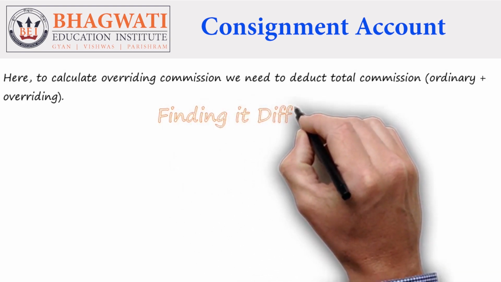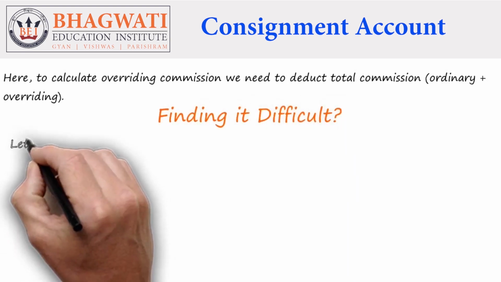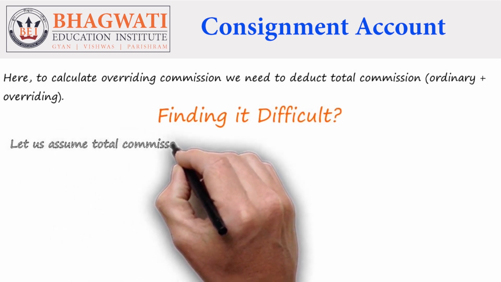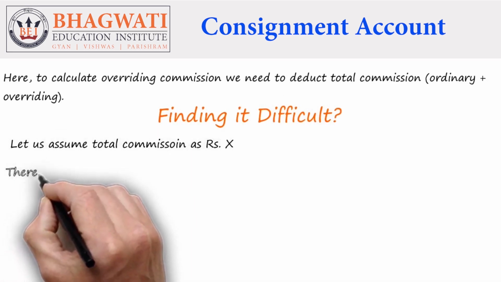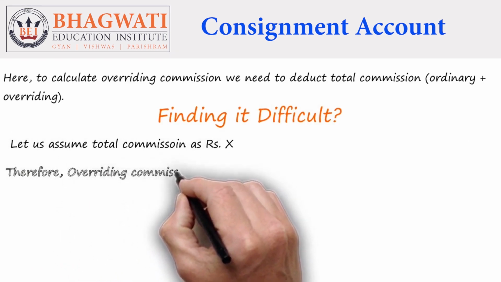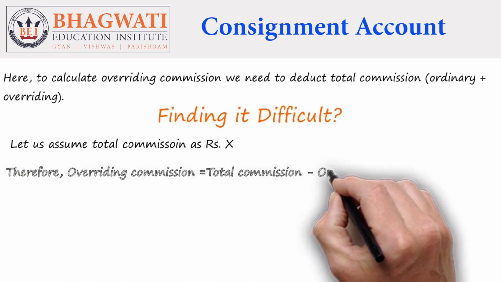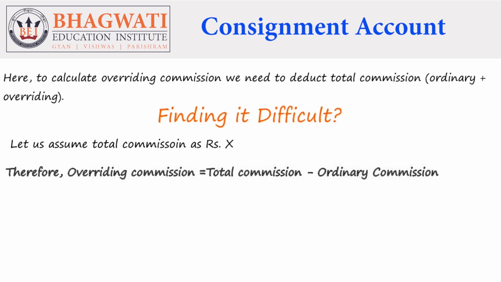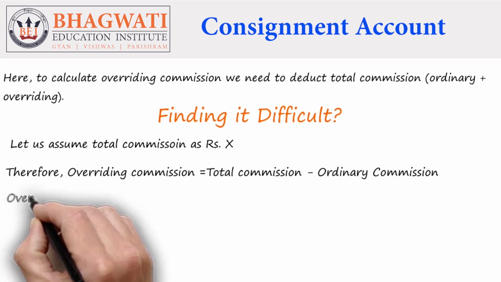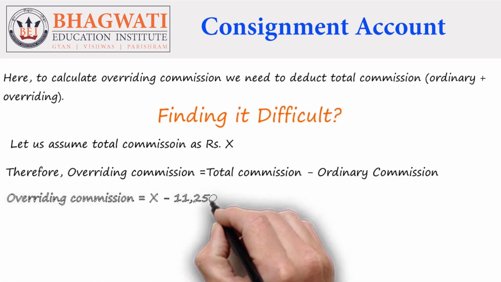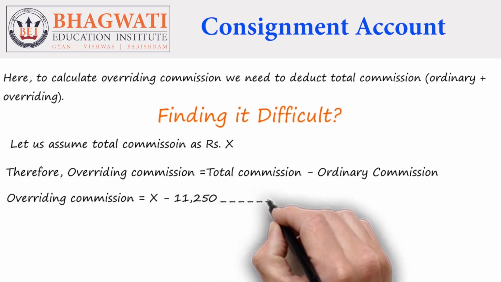Let us make it more simple. Let us assume my total commission as variable X. So therefore, my overriding commission will be total commission less ordinary commission. Why so? Because my total commission consists of two components: number one, ordinary commission, and second one is overriding commission. Clear? So if I deduct ordinary commission out of total commission, that will give me overriding commission. Therefore, overriding commission will be X minus 11,250.